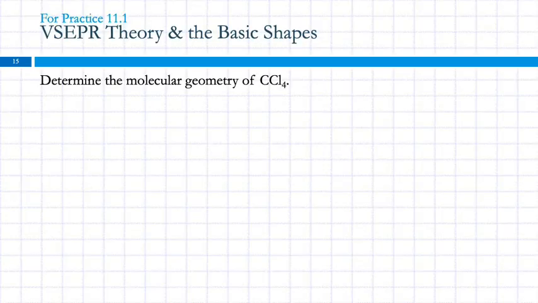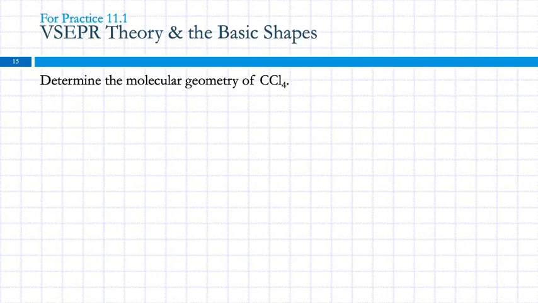Okay, let's do a problem here. Determine the molecular geometry of carbon tetrachloride. This is CCl4, not to be mistaken with CI4, because if it was 2 carbons and 4 iodines, it would be written C2I4. So it can get a little confusing.